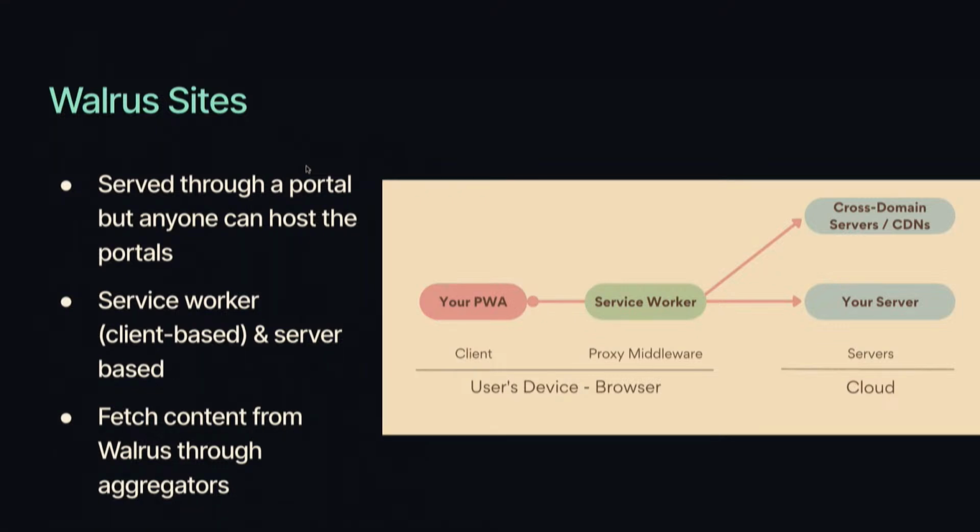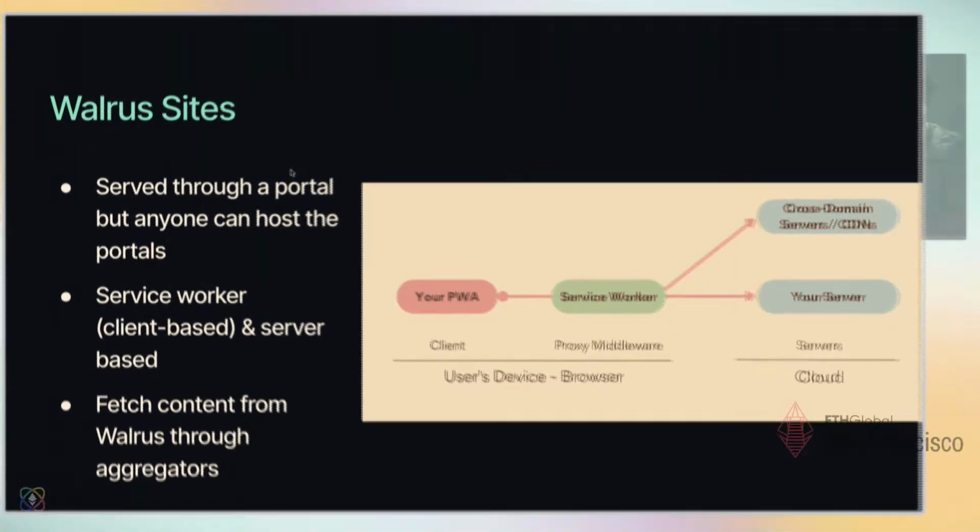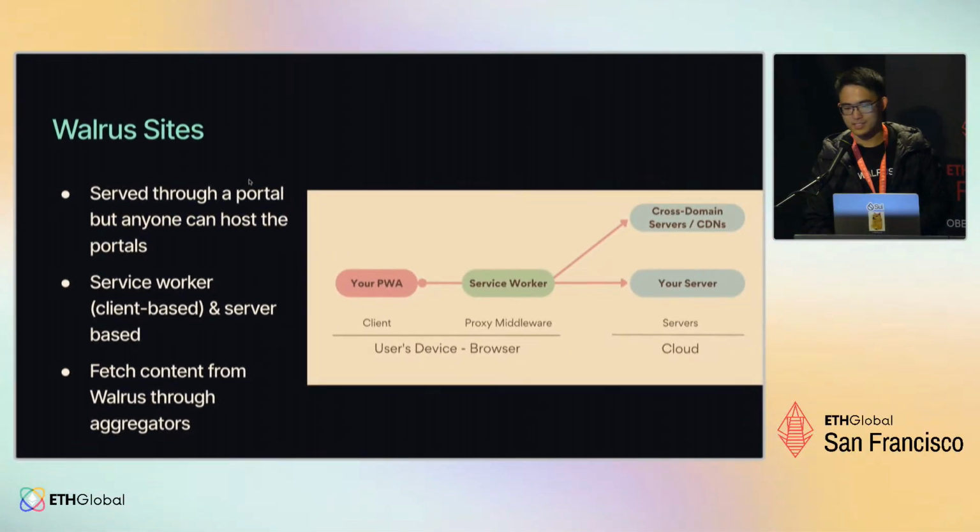There is also a way to do this with a server-based portal. It basically has the same blob ID. So every time you see docs.walrus.site, that's being served with the service worker. But if you go to docs.blob.store, that's being served with a server-based portal. So this is just something I took from the internet explaining how this service worker works.